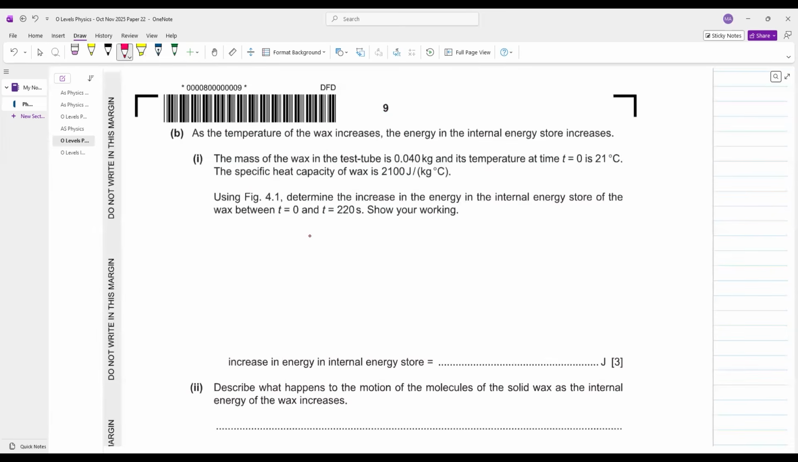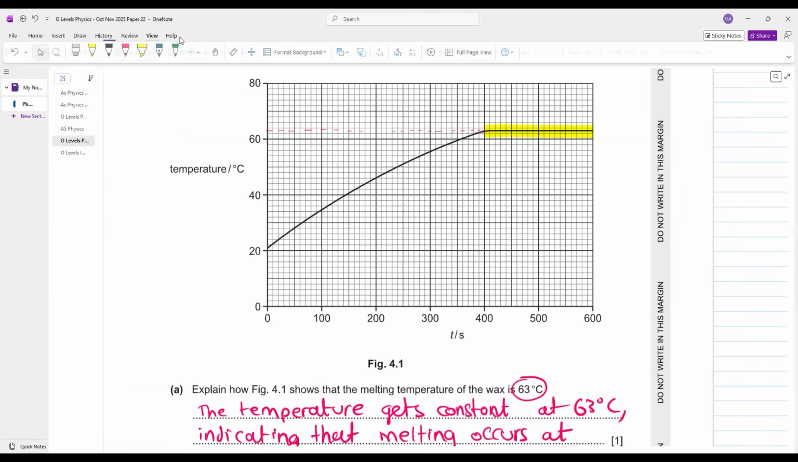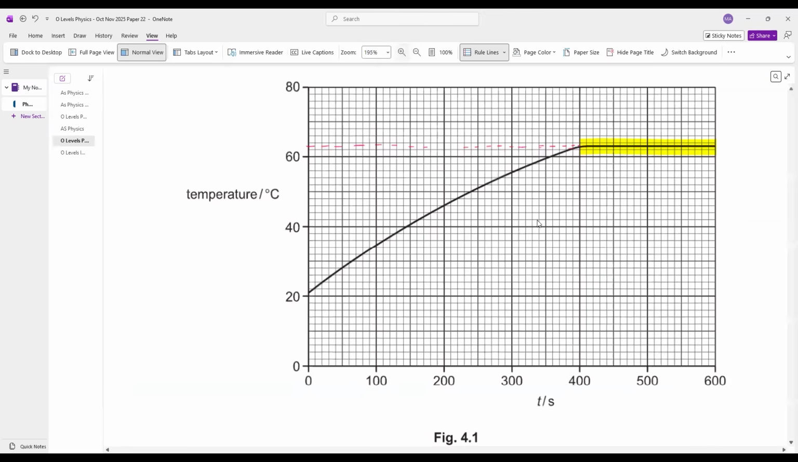As the temperature of the wax increases, the energy in the internal energy store increases. The mass of the wax in the test tube is this. The temperature at time t is equal to 0, the specific heat capacity is this. Use figure 4.1 to determine the increase in energy in the internal energy store of the wax between time t equals 0 and time t equals 220. भाई 220 पे आपका टेम्परेचर क्या है? लेट्स सी. 220 सेकेंड्स कहाँ पे होंगे? अब लेट्स फाइंड दैट आउट.